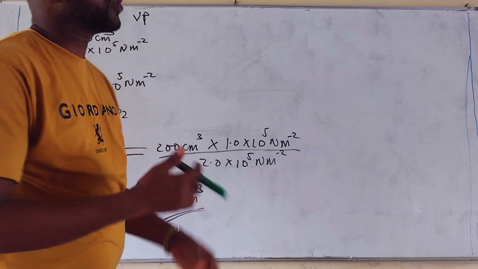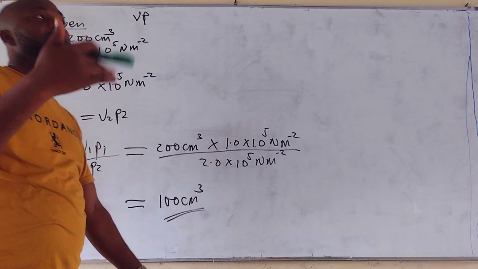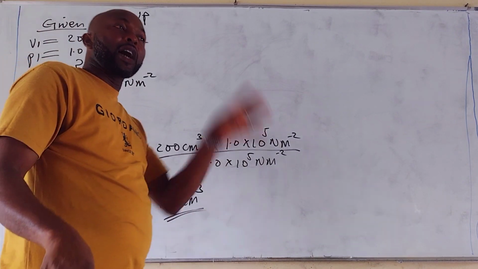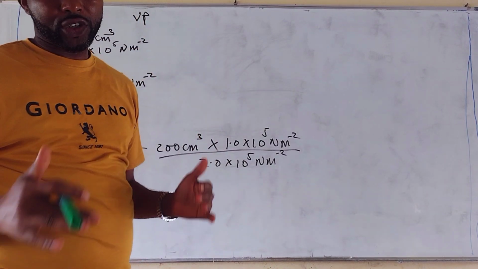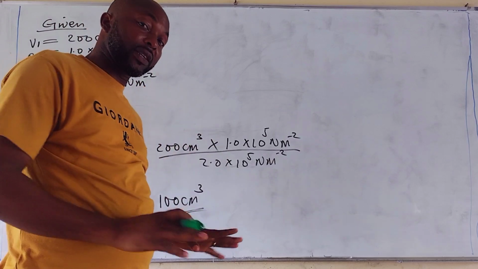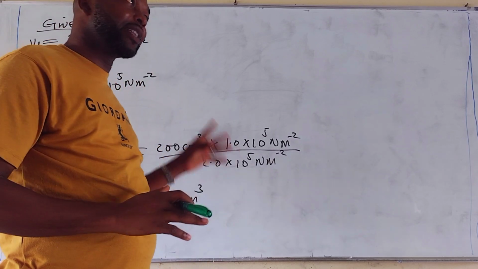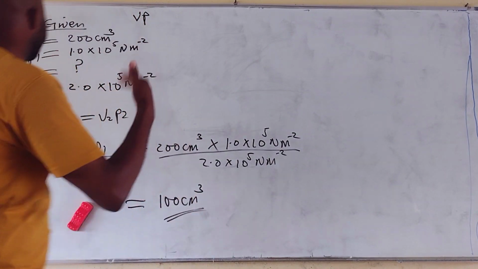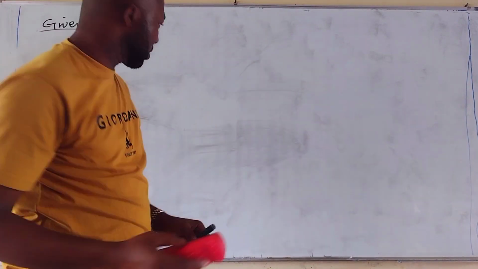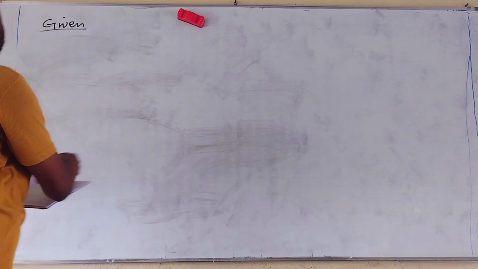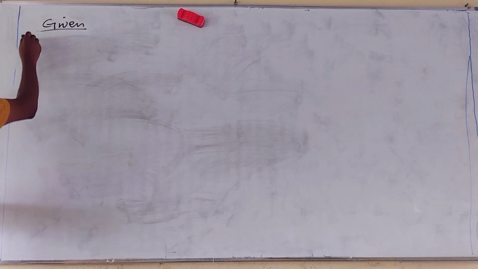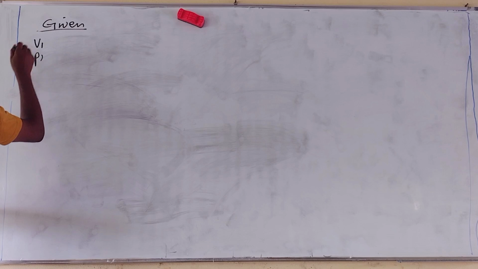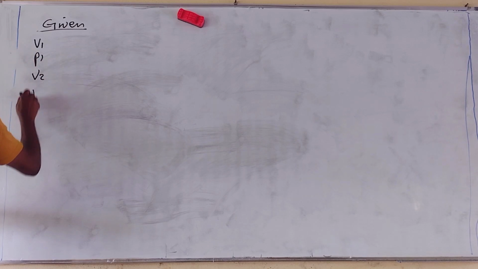We say that the volume of a given mass of gas is inversely proportional to its pressure at constant temperature. If the temperature is constant, you get that. Or if it is not constant, then the law will not be obeyed. So let us bring out our given. So in question 2, given, we have our V1 P1, V2 P2.